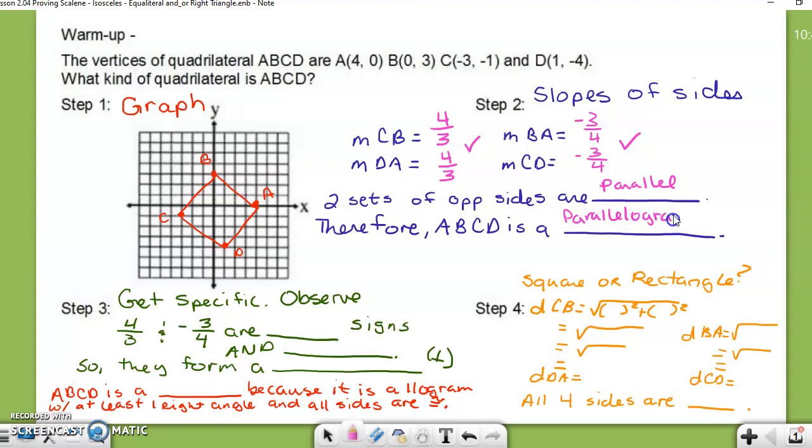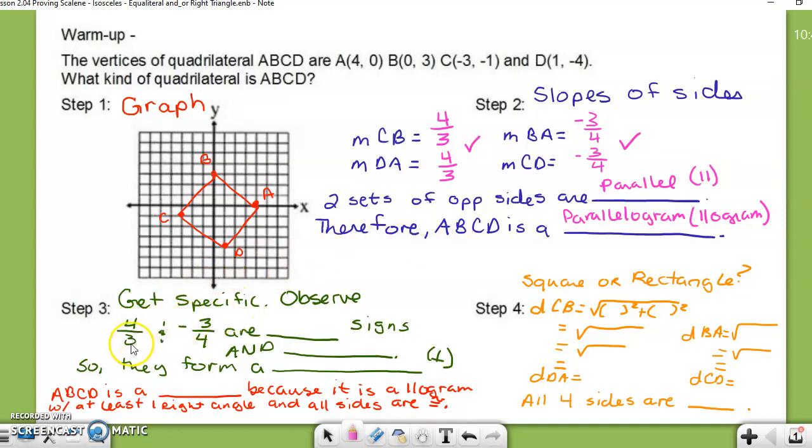parallelogram. Now remember, our symbol for parallel is just two little parallel lines, and I have my own shorthand for parallelogram. That's just my specific little shorthand. So now I know I've got a parallelogram. Let's get specific. I'm going to do some observations.